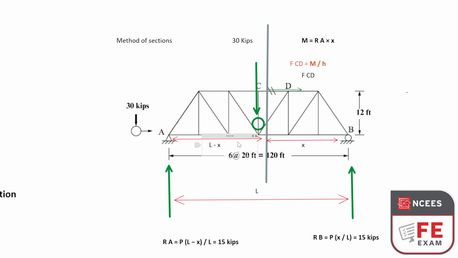That will be 1, 2, 3 sections. So if 6 sections are 120, 3 sections are going to be 60 feet. So P times 60 divided by 120, P is 30. So 30 times 60 divided by 120 is nothing but 15 kips. Same, if you substitute all the values, you will get 15 kips for reaction at B as well. So that way you will be able to find the reaction force, and through reaction force the maximum bending moment, and through maximum bending moment the maximum force at CD. That's how you solve this problem.